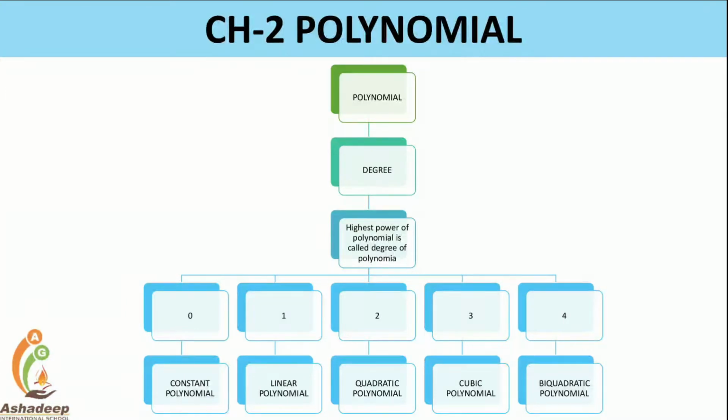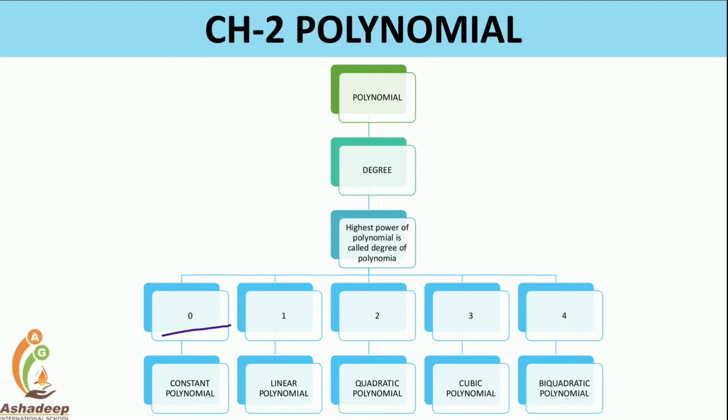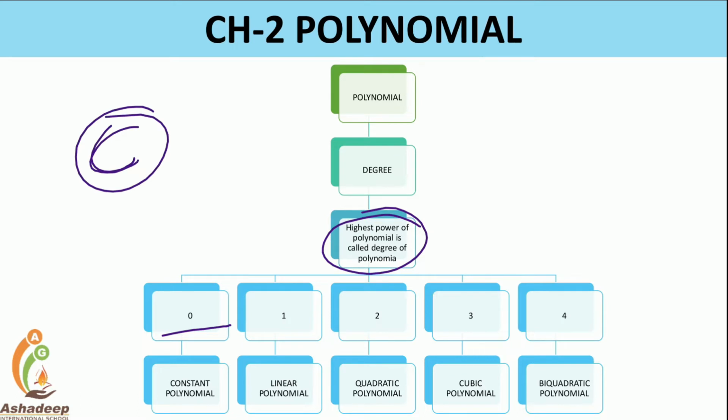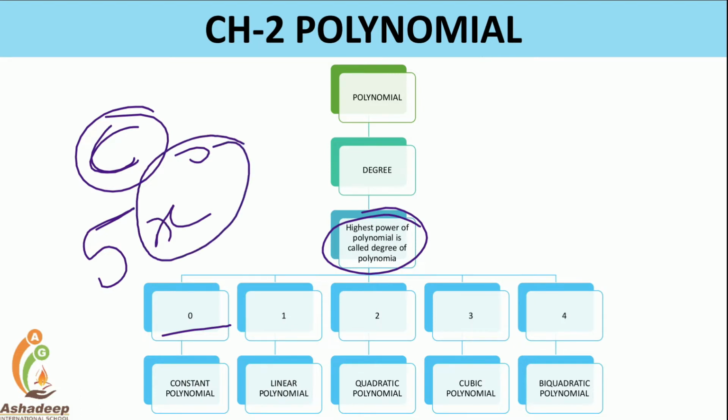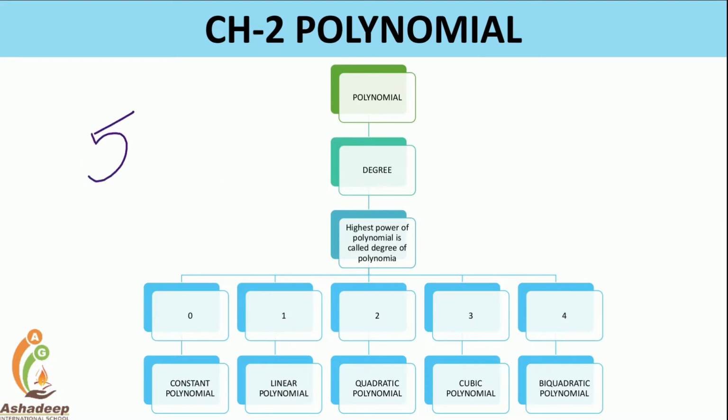Here, if it is 0, what is 0? If the highest power is 0, then it is called the constant term. How? If I write 5x power 0, any number to the power 0 becomes 1, so it becomes 5. That is why if the degree is 0, it is called the constant term. Or if I ask what is the degree of 5, you simply say it is 0.